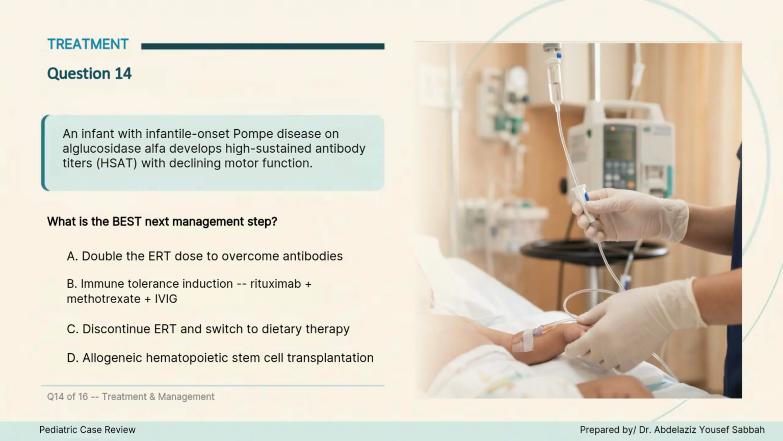Question 14. An infant with infantile onset Pompe disease on L-glucosidase alpha develops high sustained antibody titers along with declining motor function. What is the best next management step?